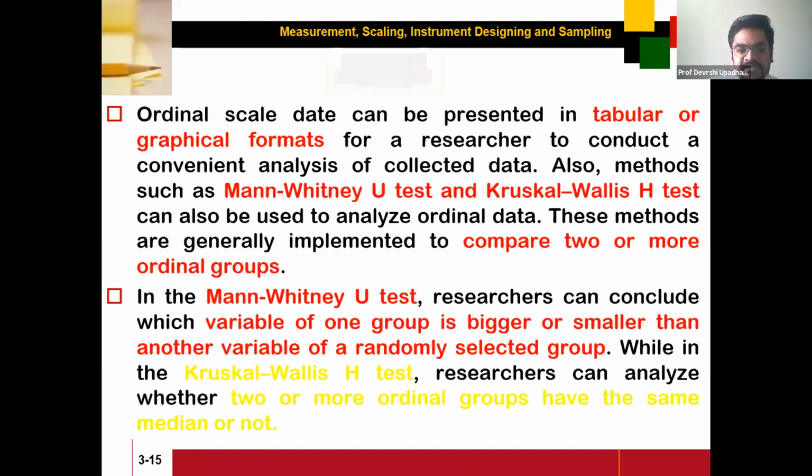While in the Kruskal-Wallis test, a researcher can analyze whether two or more ordinal groups have the same median or not. So if you want to measure in which group the median value is higher or lower, or which groups have an equal median or not.